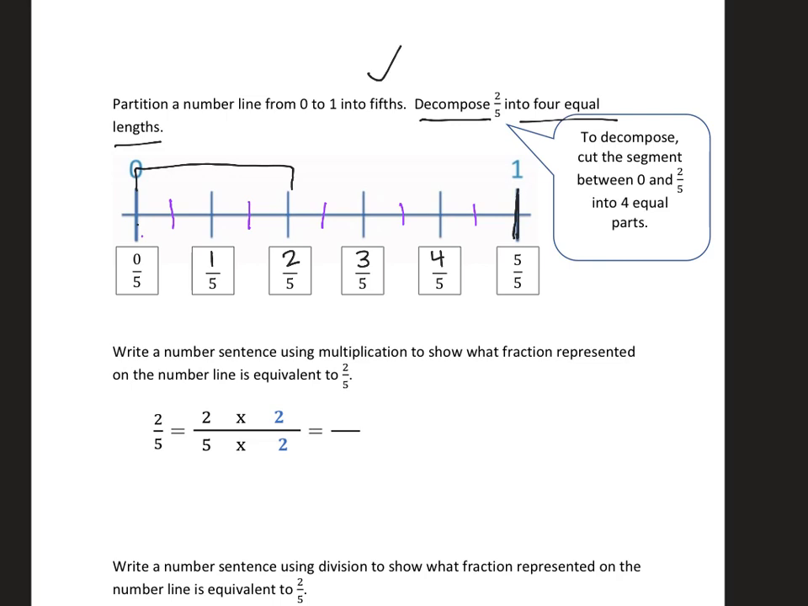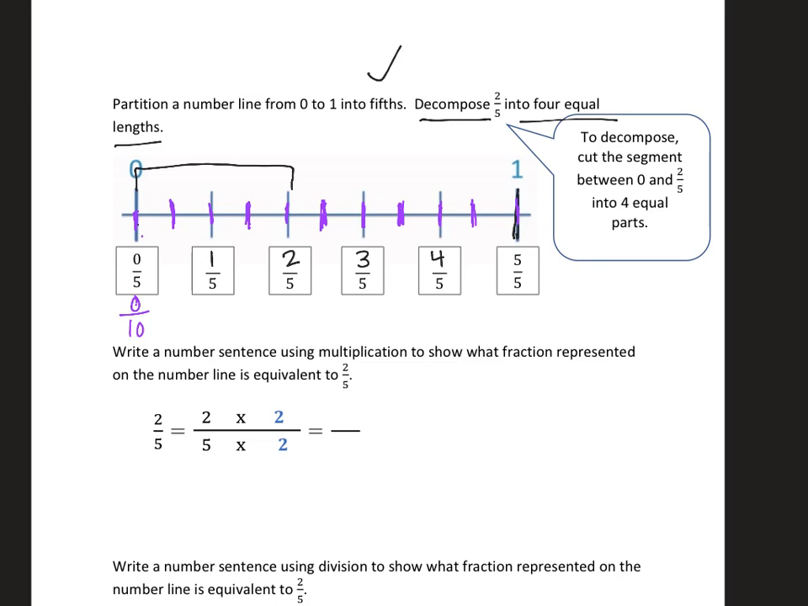Okay, so if I broke these up, right, I decomposed this into equal lengths. So I have now created an equivalent fraction. So let's see what my denominator is here now that I created more lines. So this is still 0 right here. This is going to be 1 right here. 1, 2, 3, 4, 5, 6, 7, 8, 9, and 10, right? So that means now I've created tenths. So here under 0/5, I'm going to write 0/10.